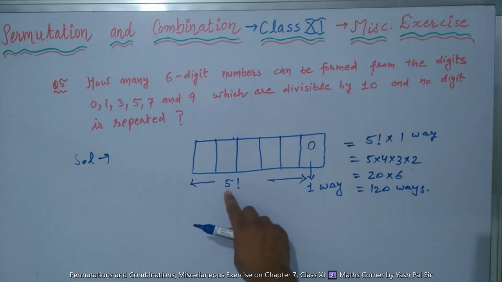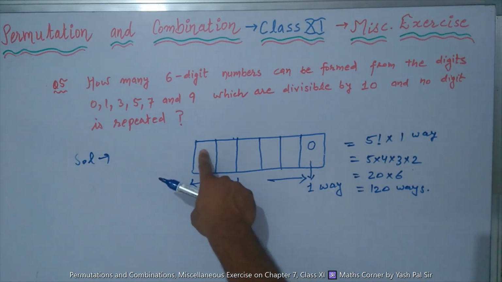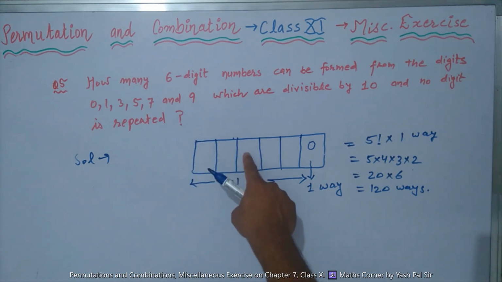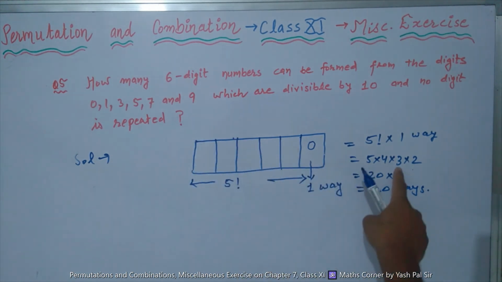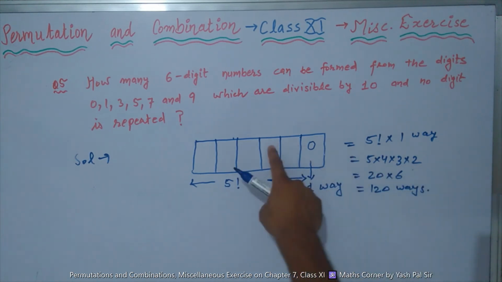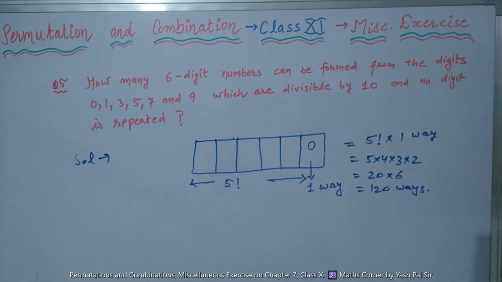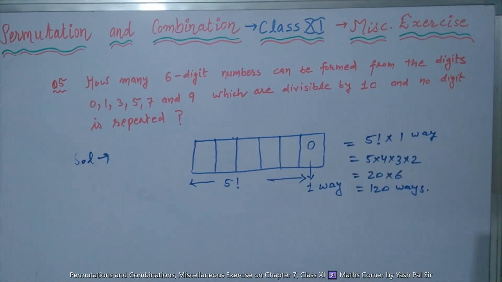We are writing the shortcut 5 factorial ways because this box can be filled in 5 choices, here 4 choices, here we have 3 choices, then 2 choices, then 1 choice, right? Now coming to the next question.